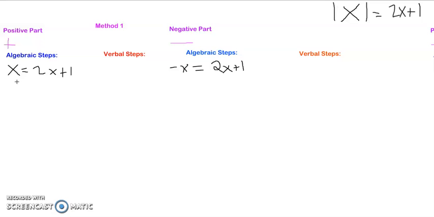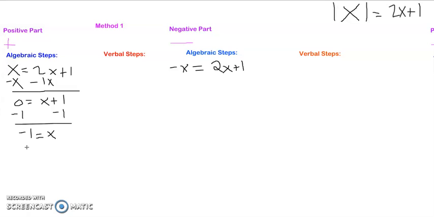Okay, so let's solve the first equation here. So we want to subtract 1x from each expression. So we have 0 equals x plus 1. Subtract 1 from each expression. And then we have negative 1 equals x.